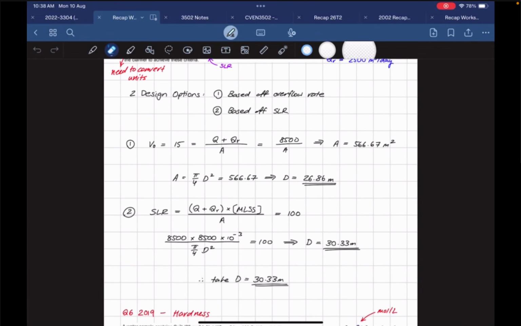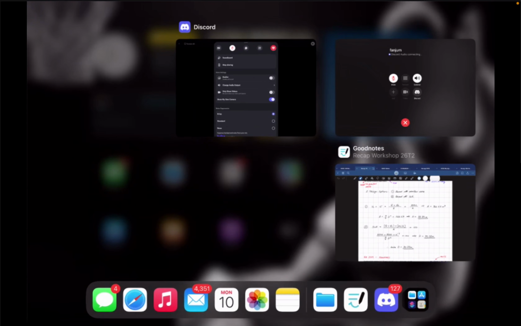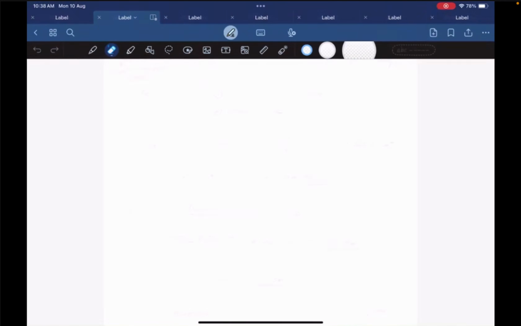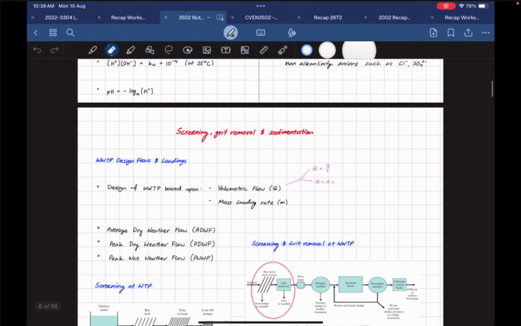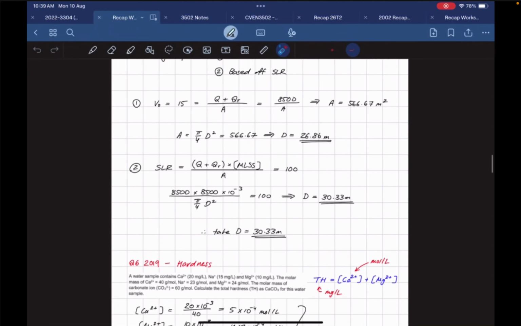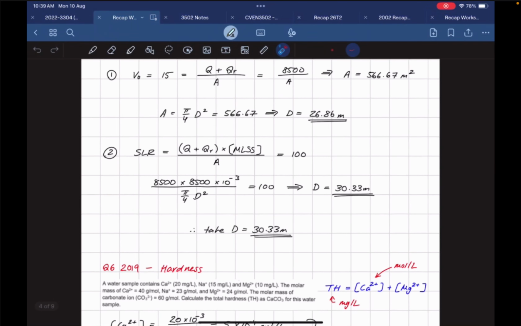Alrighty, moving on to the next question. So this is talking about... which topic is this? It relates to screening, grit removal, and sedimentation. Yeah, week 1 or 2. The next question I'm going to go through is a hardness question. This is something we got last year in our finals, and the questions are always pretty much the same. They don't really change the question at all.